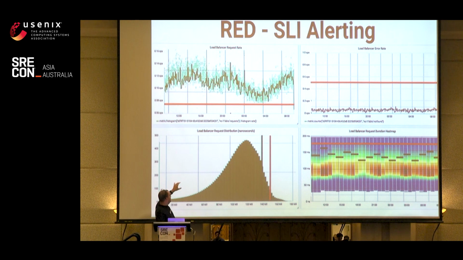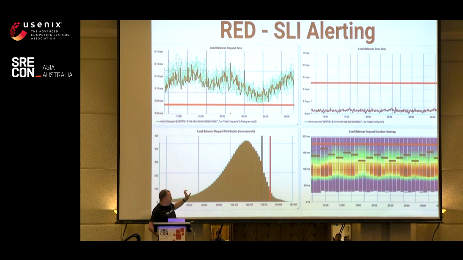For the rate panel, our SLI might be, hey, we want to maintain a minimum level of requests per second. If it drops down to 0, something's probably wrong with our service. For the error rates, we want to keep the errors under a certain level. If we exceed that, we violated our SLI. And as we've looked at duration SLIs previously, we want our 99th percentile to stay under the red line, and we also want individual buckets of that to stay under the red line too.